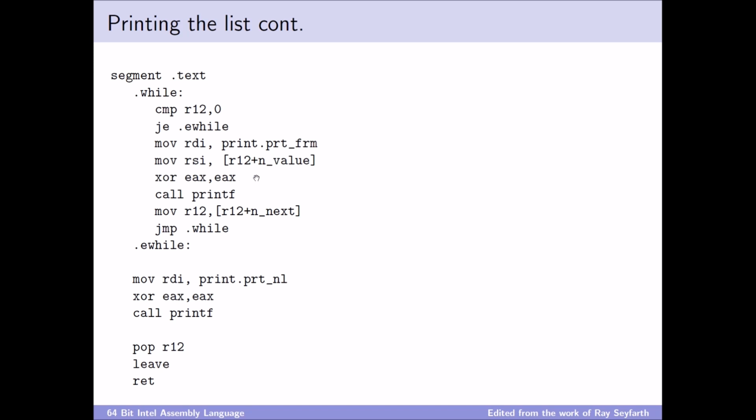I'm going to XOR the EAX register, so this is basically setting RAX to be 0 again because we have no floating point parameters. Then I'm going to call printf, and we will output that specific value to the screen.